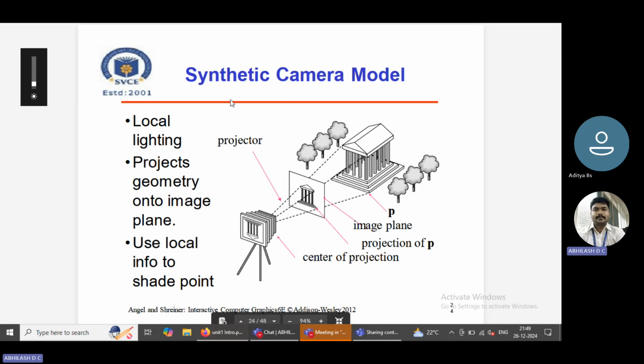Synthetic camera model is nothing but, one second, Aditya. Okay, sir.